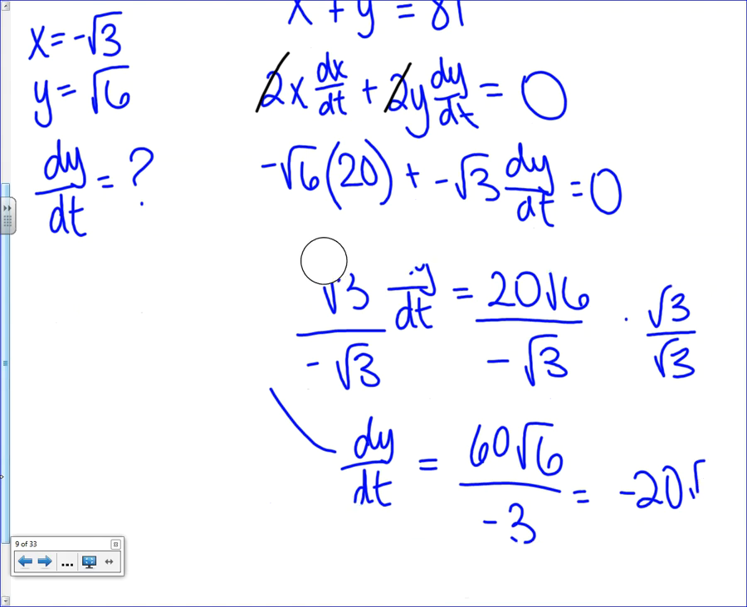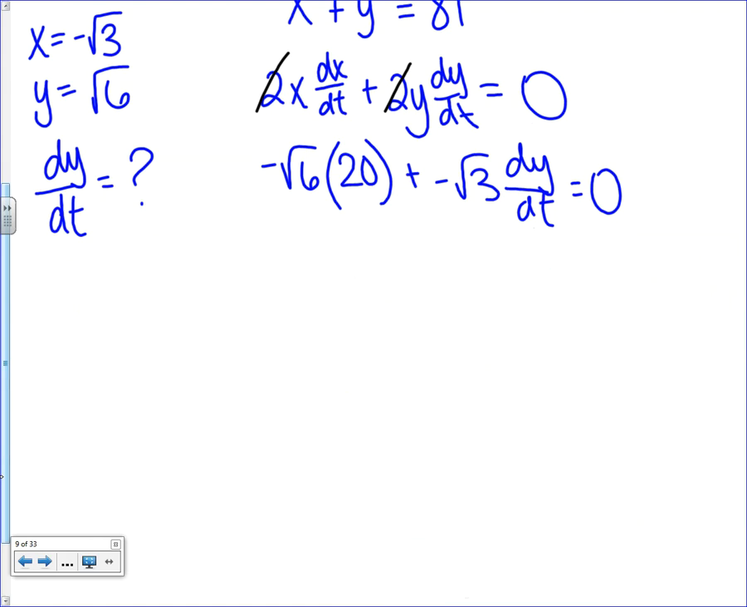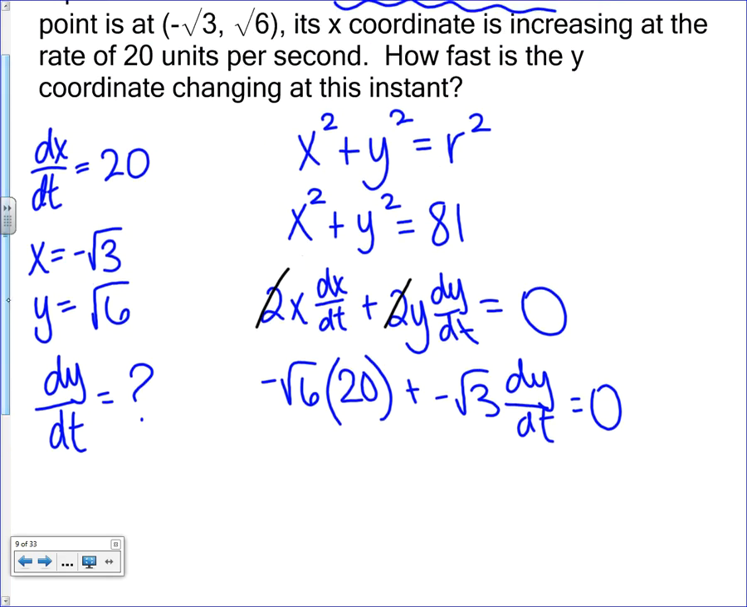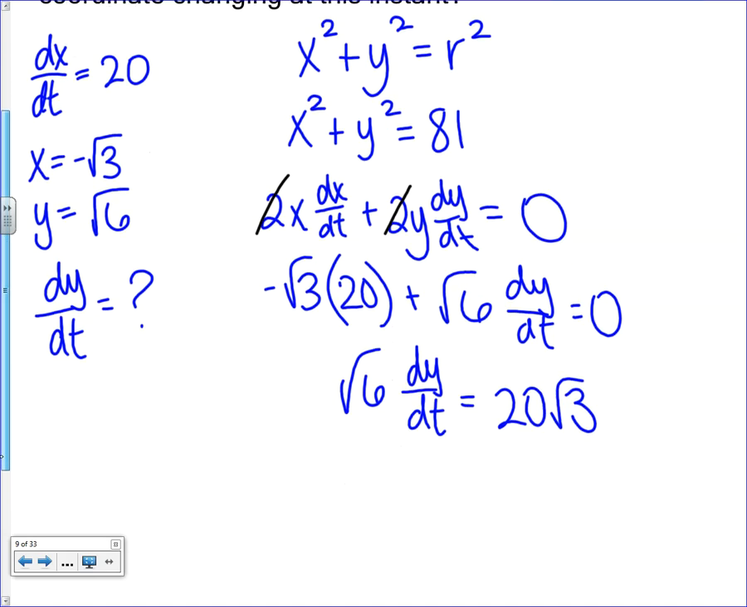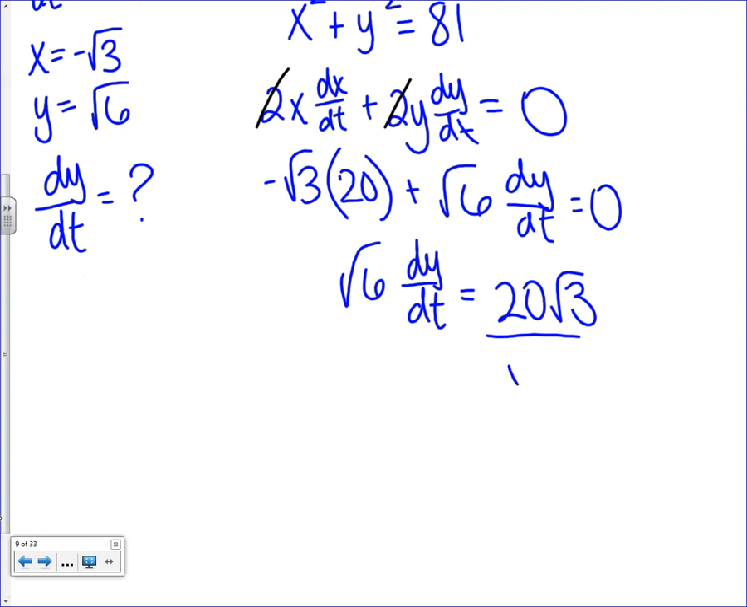Well, let's backtrack here. If you go up to this step, I was supposed to be plugging in x is negative radical 3. Right here. And y is supposed to be radical 6. Okay, so now let's move these guys around. Looks like that. We'll divide by the radical 6 and we'll rationalize.